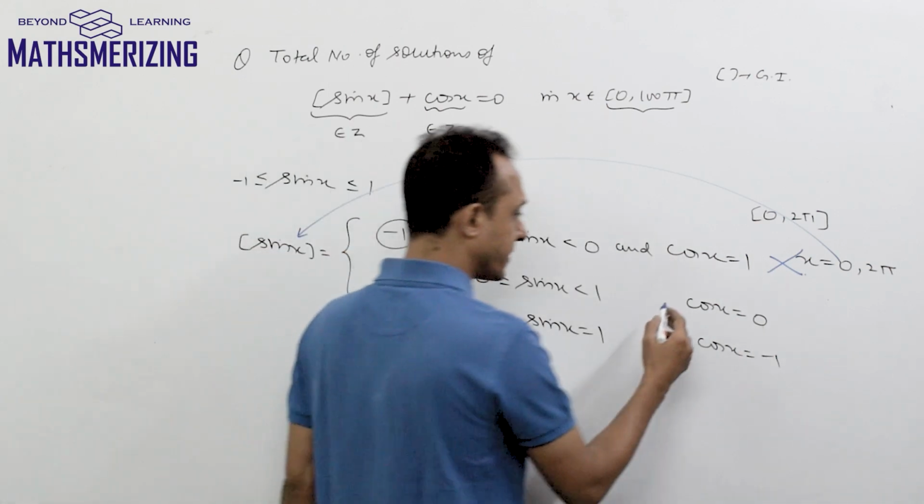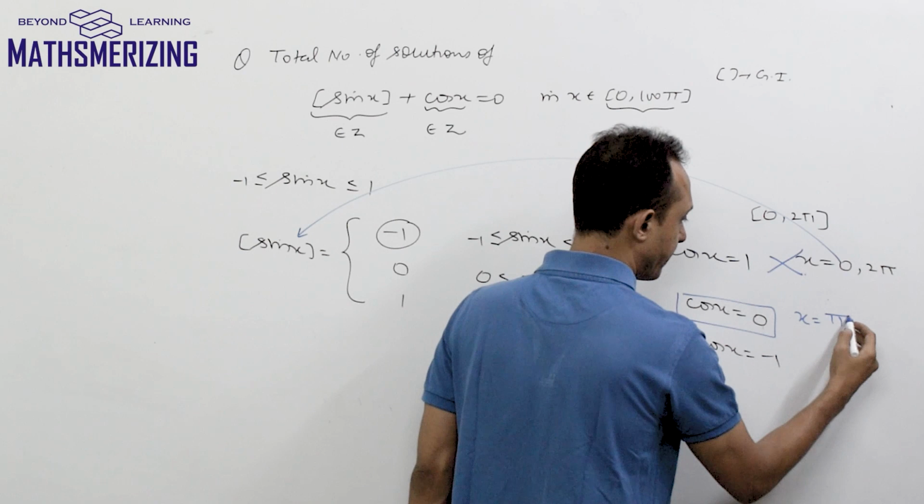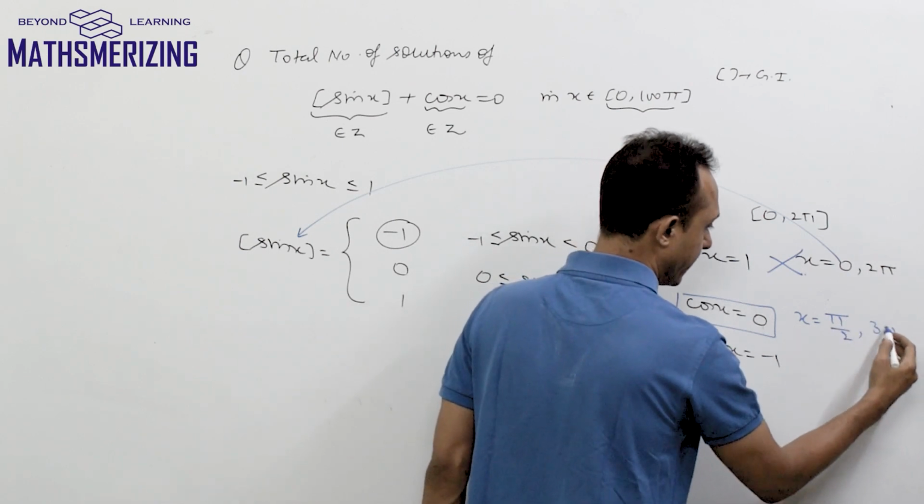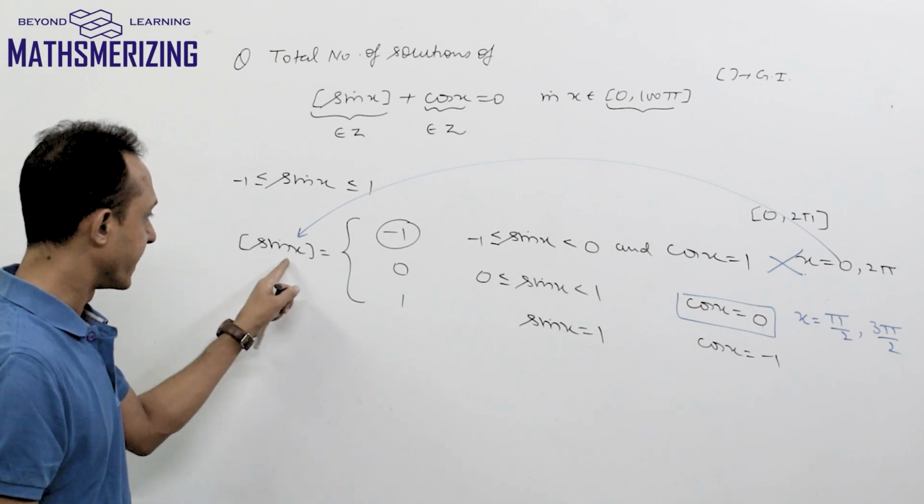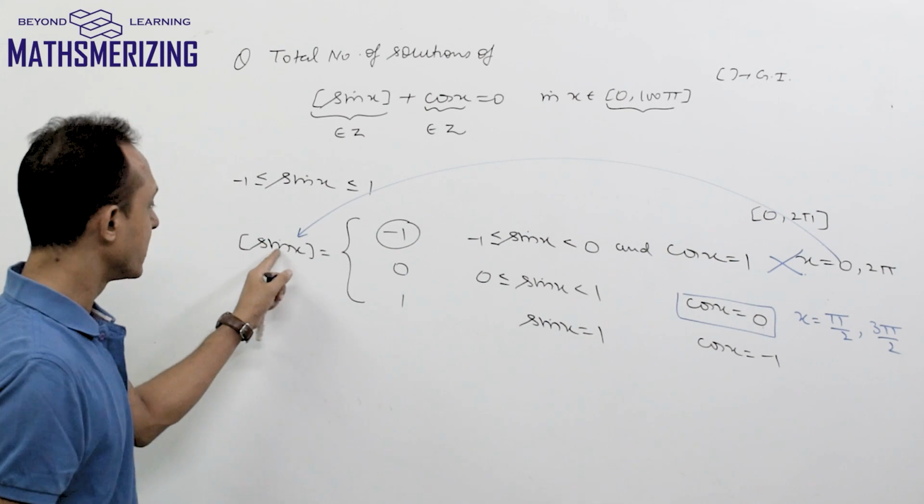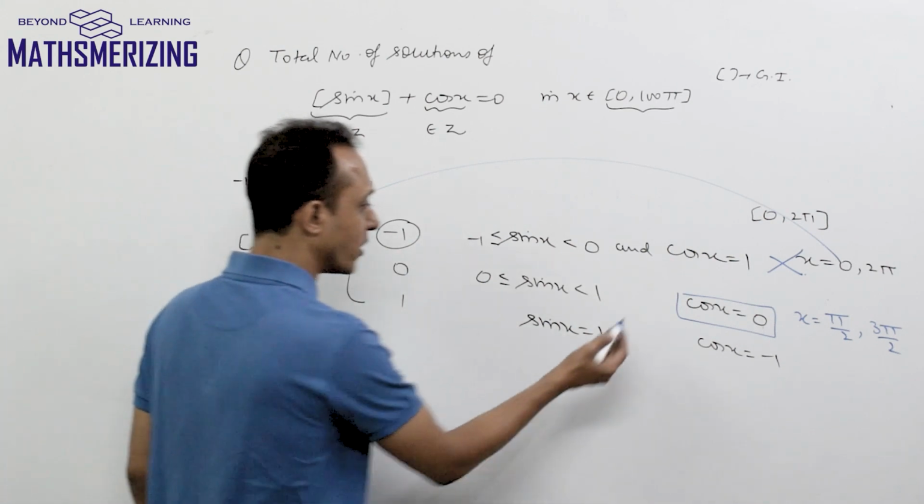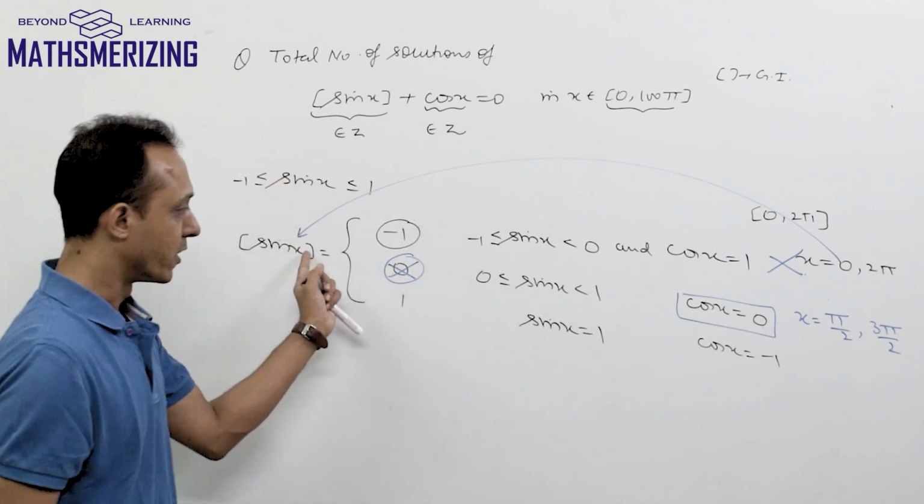Now what if cos x is 0? Cos x is 0 when x is either pi by 2 or 3 pi by 2. At pi by 2, the value of sin x is 1, and at 3 pi by 2, the value of sin x will be minus 1. So when cos x is 0, sin x cannot be 0. It will be either plus 1 or minus 1.